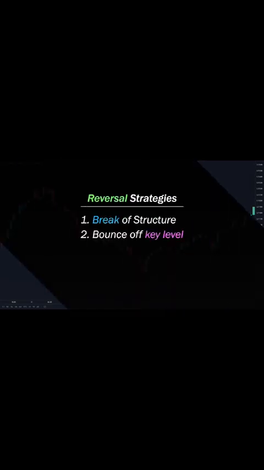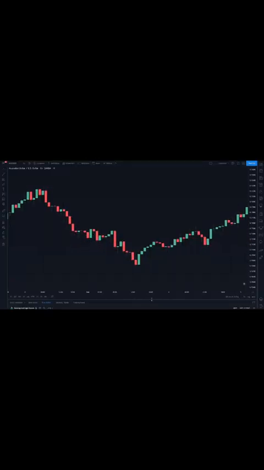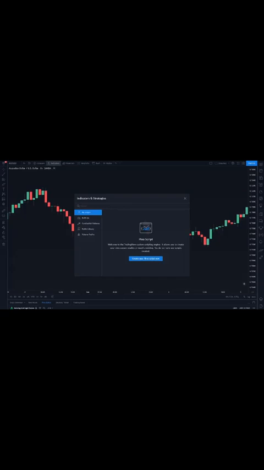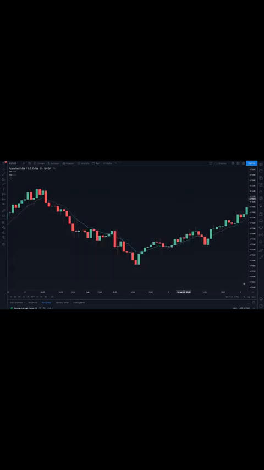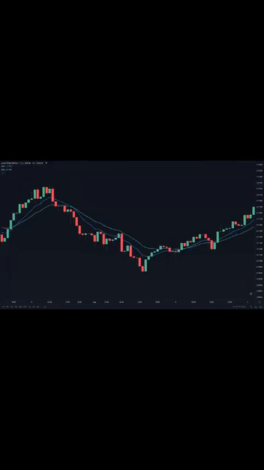Now, moving on to the third strategy for spotting reversals, which is by using trend indicators like the exponential moving average. And this is how it works. So first, go to the indicator section, type in exponential moving average, and apply 2 of it onto your charts. And for the settings, set the first one to 10 and the second one to 20. So now you have 2 EMAs applied.